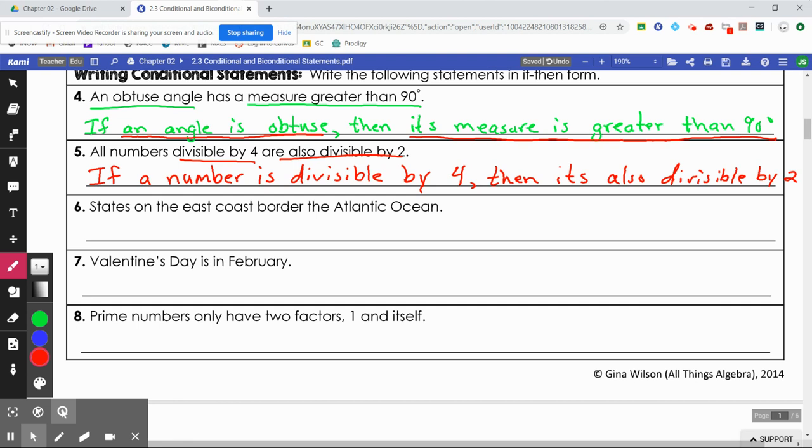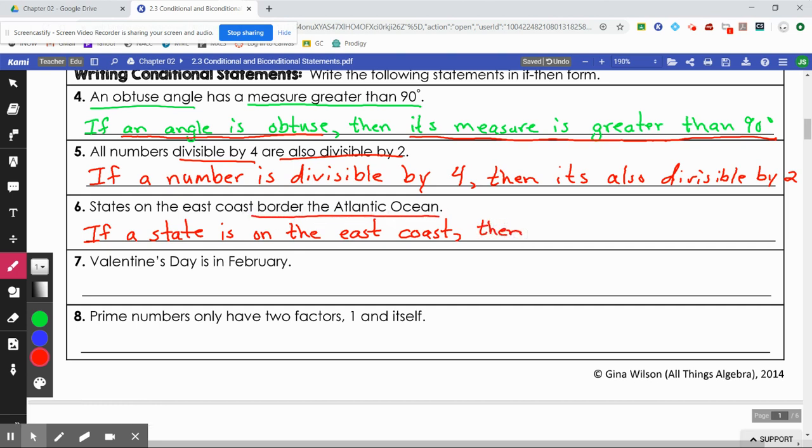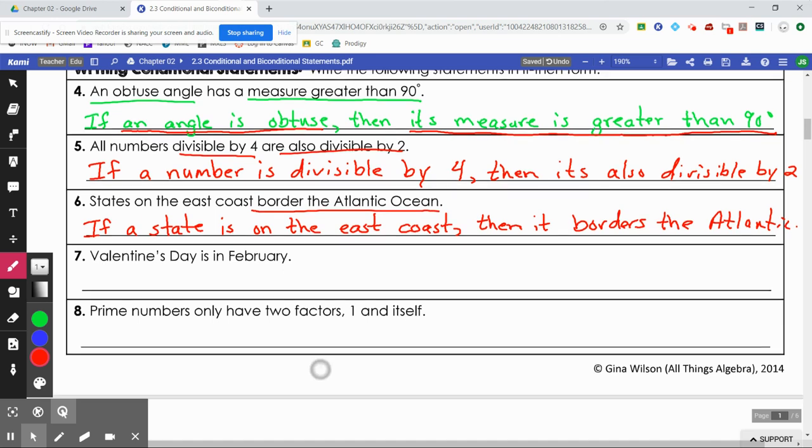Number 6, states on the East Coast border the Atlantic Ocean. So in order to border the Atlantic Ocean, it had to be on the East Coast. So if a state is on the East Coast, and we know that would be the conditions, then we would know it would border the Atlantic Ocean. I ran out of room there, so I just put Atlantic. So if a state is on the East Coast, that'd be your hypothesis. Then it borders the Atlantic Ocean. That would be your conclusion.